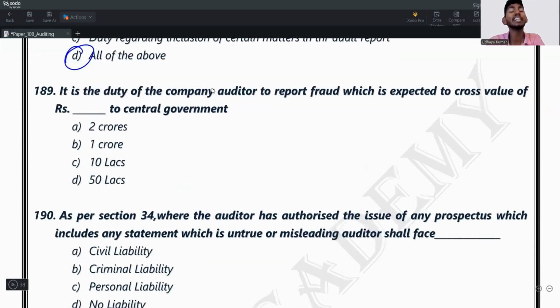So question number 189. It is a duty of the company auditor to report fraud which is expected to cross a value of rupees dash to the central government. What is the limit? Okay, it is 1 crore. Okay, we have discussed, right?